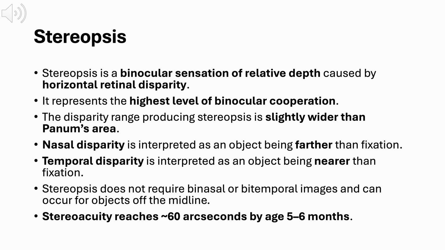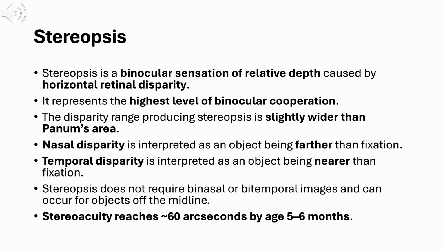Finally, we get to stereopsis, which represents the most advanced use of binocular vision. Stereopsis is the perception of relative depth that comes from horizontal differences between the images seen by the two eyes. It's the highest level of binocular cooperation, building on both sensory and motor fusion. The amount of retinal disparity that produces stereopsis is slightly wider than Panum's area, meaning the brain can extract depth information even when images aren't fused into a perfectly single percept.